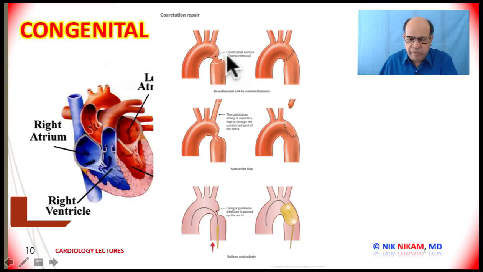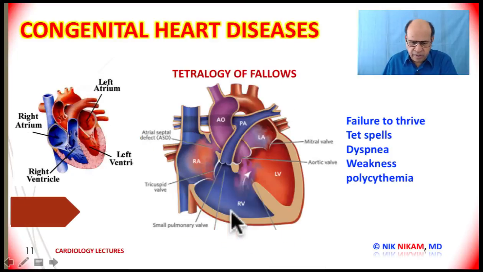Here are some examples of how coarctation is corrected surgically by resecting part of the descending thoracic aorta and making an end-to-end connection, or just opening up the artery and adding a patch to increase the aortic lumen size. Here's an example of how a balloon is used to open up this napkin ring type of constriction in the descending thoracic aorta. All right, now let's talk about tetralogy of Fallot, or TET as it is called.